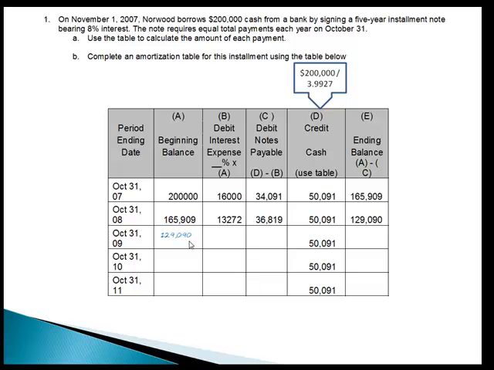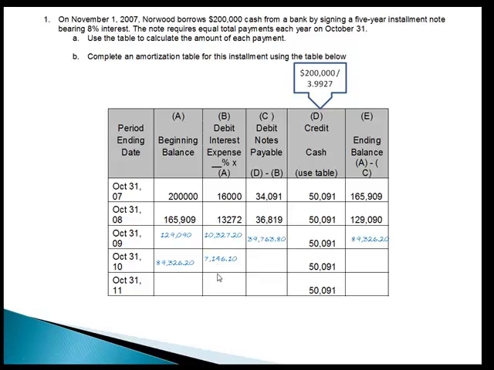Take $129,090 times 8%, that's how much the bank's going to keep for interest. The difference between your cash payment, $50,091, and the $10,327.20 is how much we're going to reduce the note by, $39,763.80. Beginning note balance less the $39,763.80 gives you an ending note balance of $89,326.20. That carries forward in year 4.